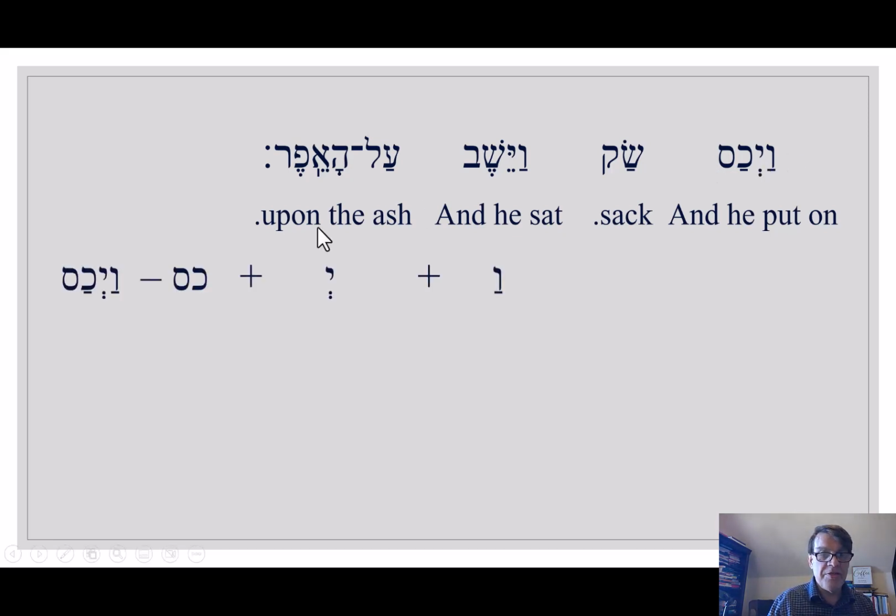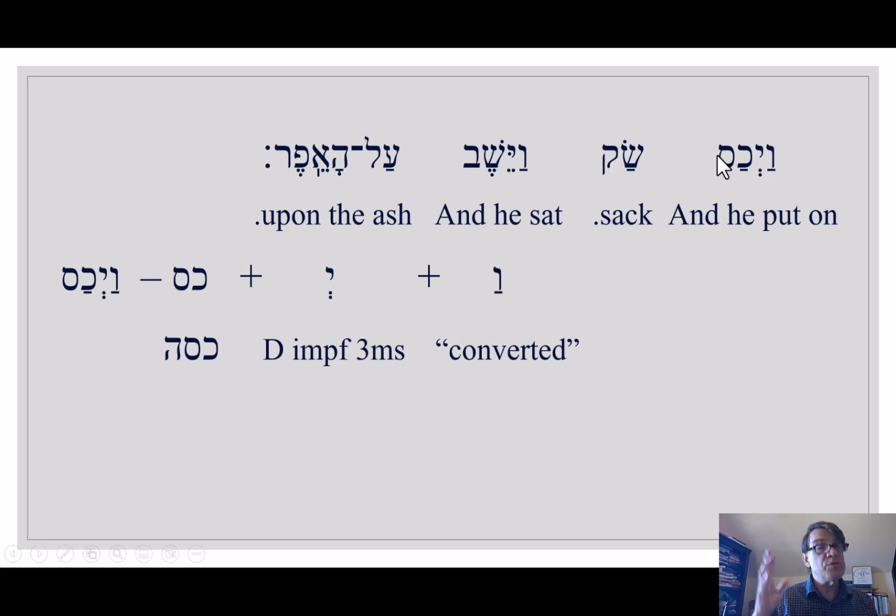Let me go ahead and show you. It is a third hey, and in a third hey verb in the converted imperfect, the hey goes away. So it's kasa, to cover or to put on. Normally, we would have doubling of the second radical, but you don't have doubling at the end of a word. But this is what's called a Piel.